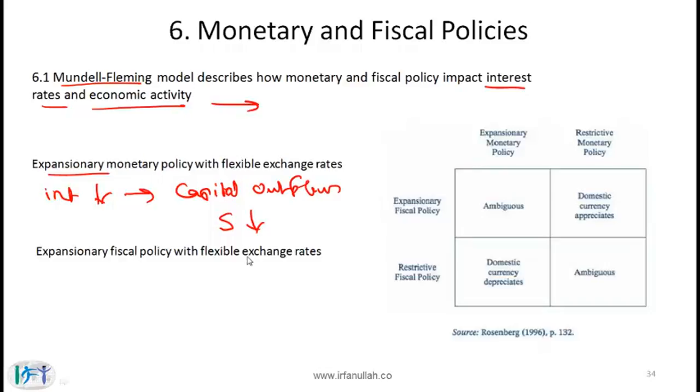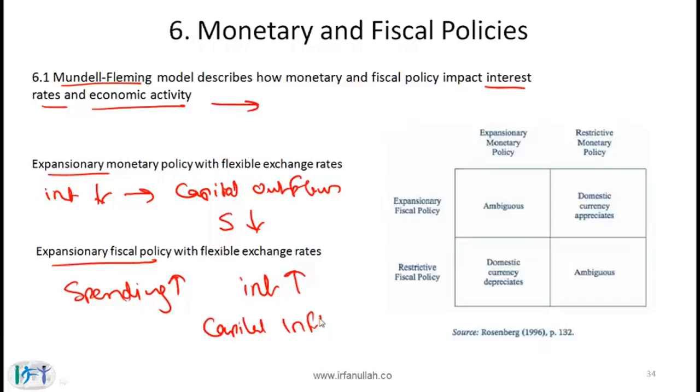Expansionary fiscal policy with flexible exchange rates. The basic idea here is that expansionary fiscal policy means that spending is relatively high. High spending results in deficits. Deficits will result potentially in higher interest rates. Higher interest rates mean that capital will flow into your economy. Capital inflows mean that the exchange rate will strengthen, so your currency will appreciate.